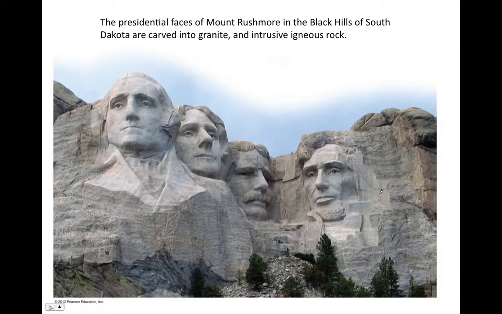The faces of the four presidents in Mount Rushmore are carved into granite, an intrusive igneous rock. So this rock right here formed from a large volume, as you can see from how big this granite face is, a large volume of molten rock deep beneath the surface that slowly cooled and crystallized. And since it's at the surface now, that means that all the rock over top was eroded away, exposing it.